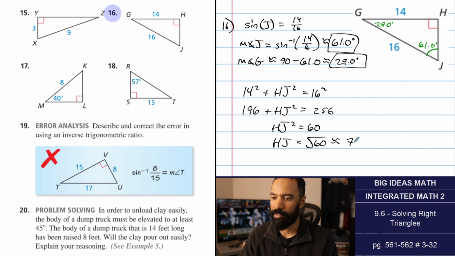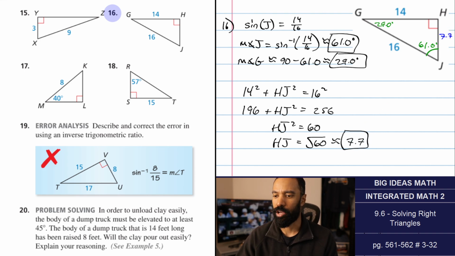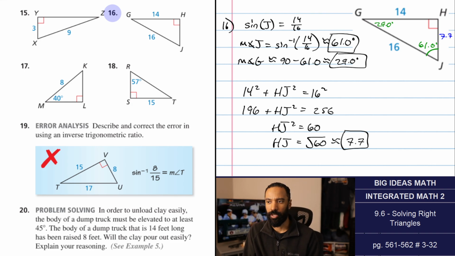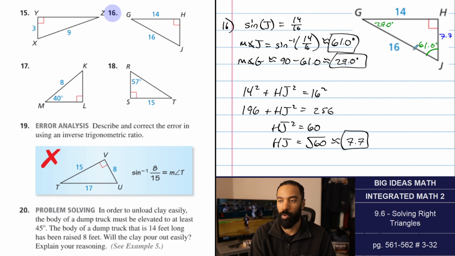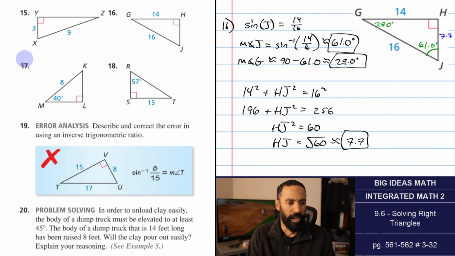7.7. 7.7 units in length there. And that solves the triangle in whole. Rounded values, but that's what we're going to deal with.